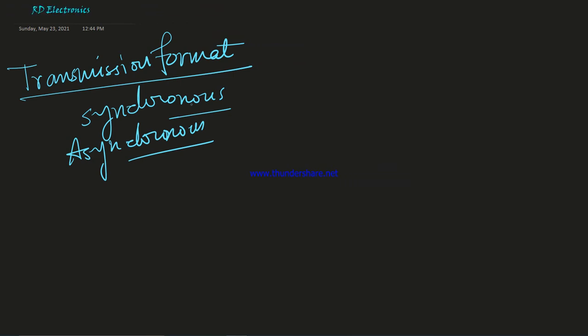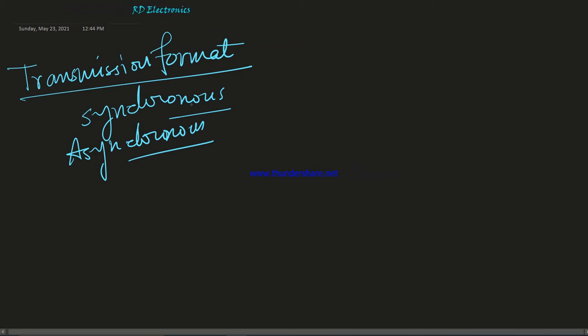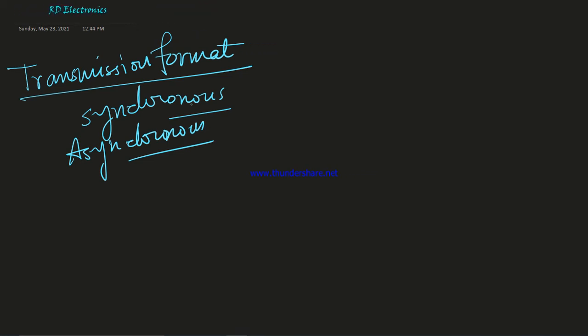When no data are being transmitted, the receiver stays at logic 1. Students, please note that in asynchronous transmission, when no data are being transmitted, the receiver stays at a high logic 1, which is also known as the mark signal. Logic 0 is called the space signal. This mark and space term is used for frequency shift keying.